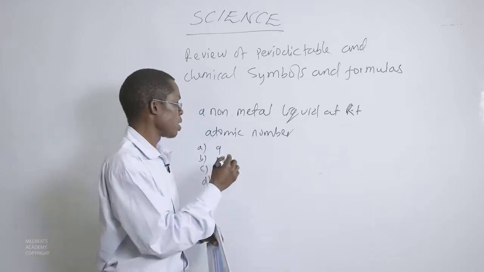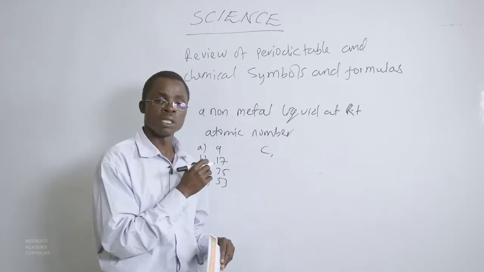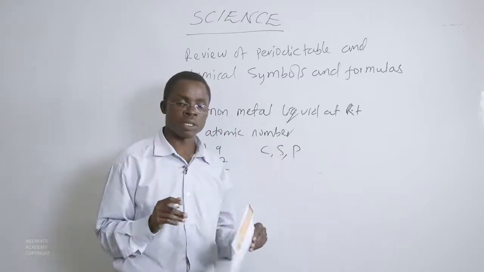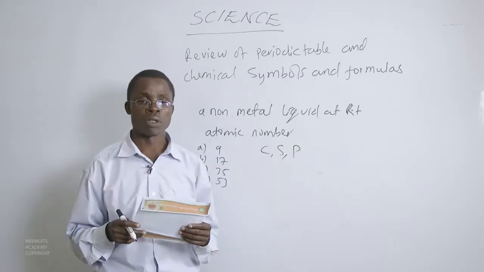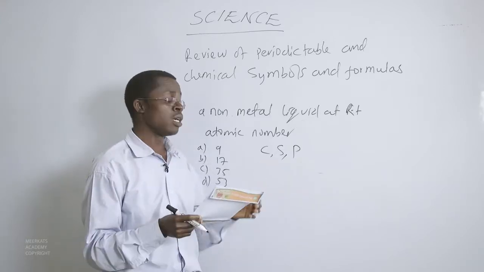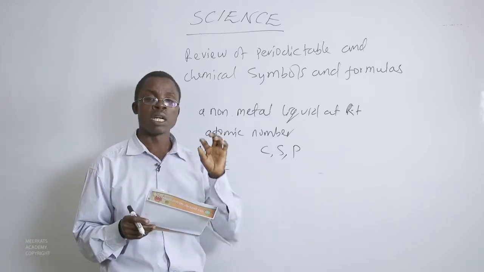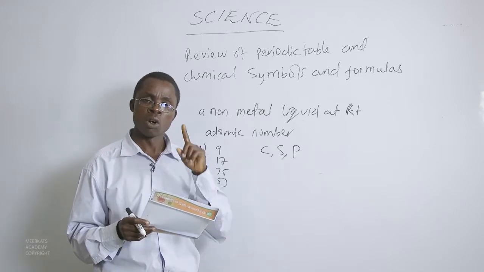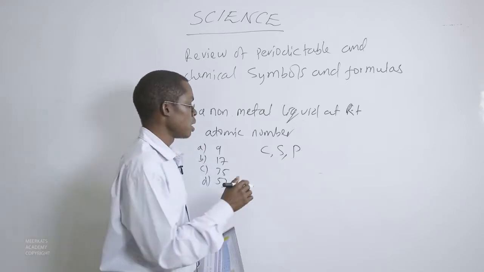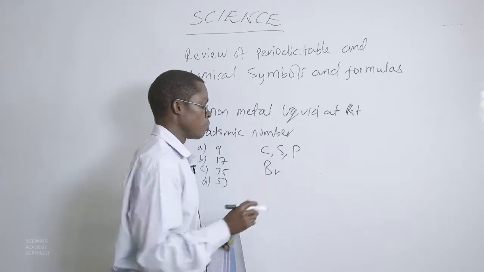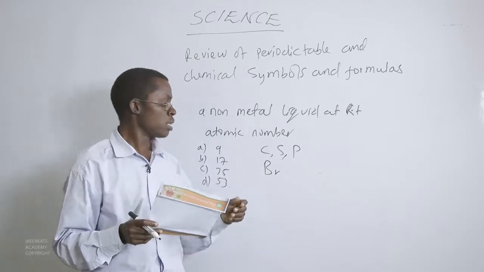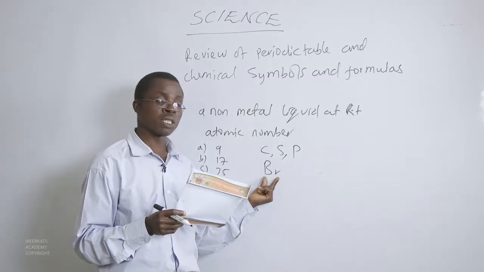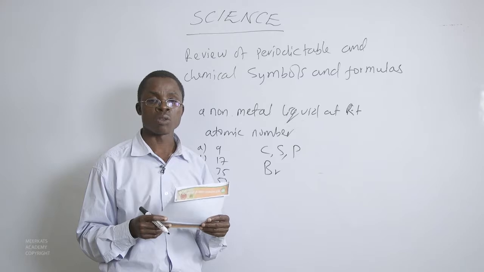A good example is carbon, which we have just seen. Another one is sulfur and phosphorus, just to name those ones. But there are just a few that are solid at room temperature. But we have a unique one, the only one, and that is bromine. Bromine is an element which is a nonmetal, but when it comes to its state of existence, it is a liquid at room temperature.